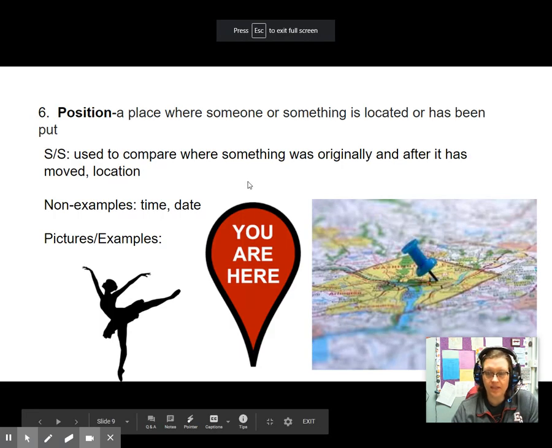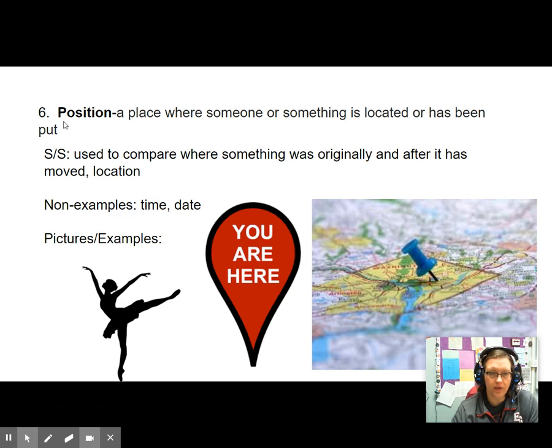Position is on the list because that's one of the terms that the iLearn folks put on their vocabulary list. Basically, in our context, they're using it as a synonym for the word location. Where did the moving object start? Like what location or what position was it in? And what location did it end in?